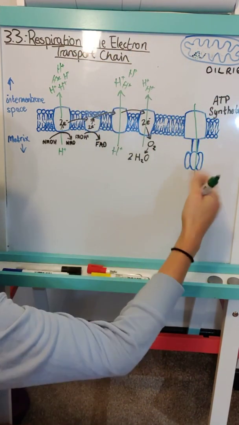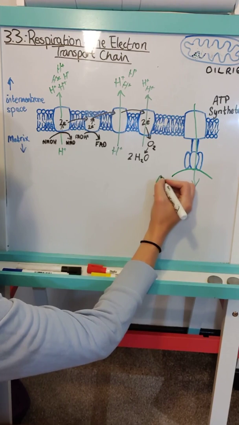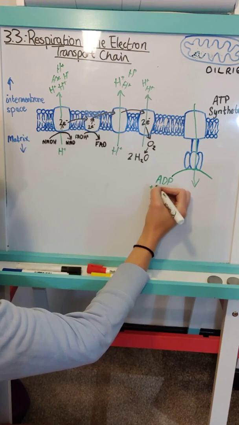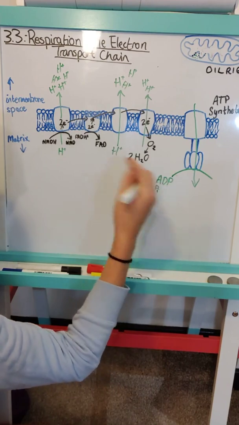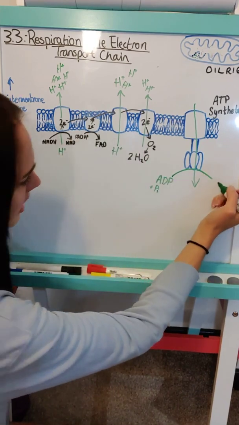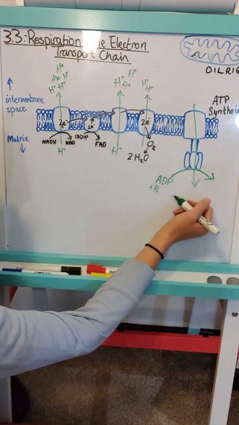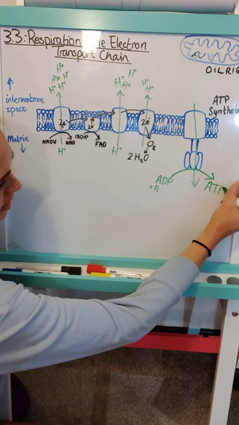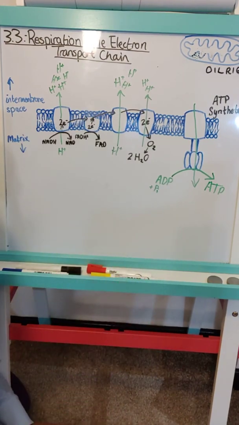So those protons rush through there, and what that does is it generates ATP. So we have ADP, adenosine diphosphate, and obviously an inorganic phosphate ion. So you need an inorganic phosphate ion added to ADP. I don't think I wrote that in earlier on, in Krebs and all that lot. I just wrote ADP, didn't I? But ADP and inorganic phosphate, and then that will be converted to ATP. And that's the main way that ATP is formed in respiration.